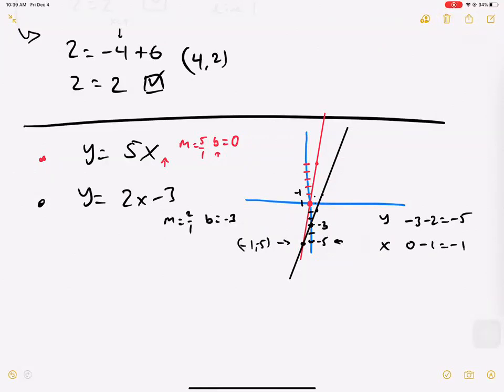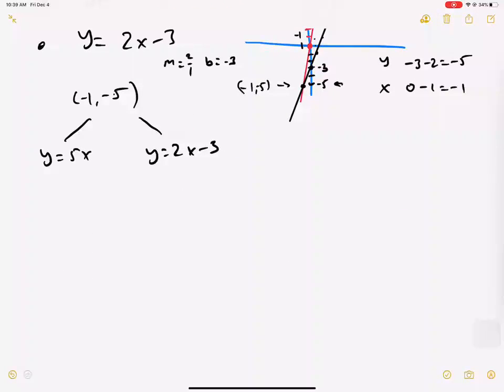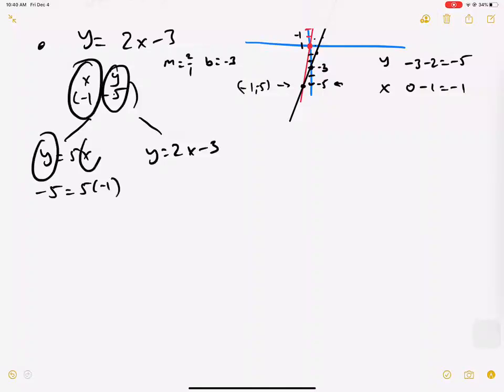So for my first equation, let's plug it in. Does negative 1, negative 5 make a true statement for both equations? y is equal to 5x and y is equal to 2x minus 3. Let's go ahead and check it to see if this is a true statement for both of these. We're going to plug in our x's and y's. Negative 5 is equal to 5 times negative 1. How did I do that? Because y is negative 5 and x is negative 1.